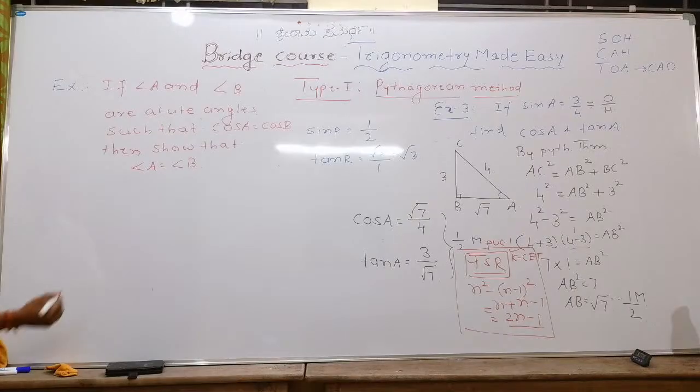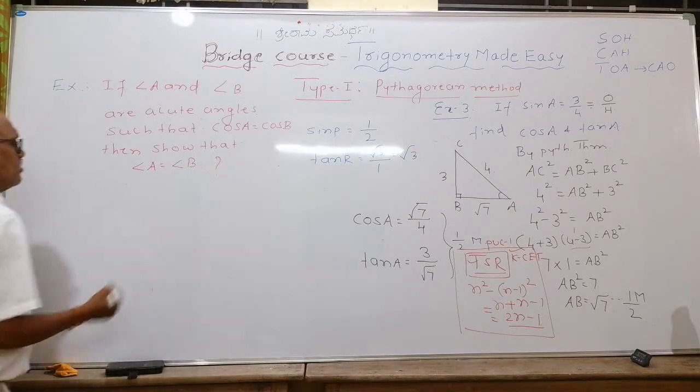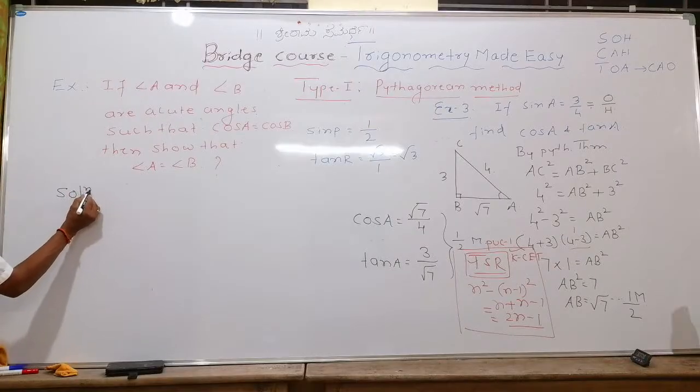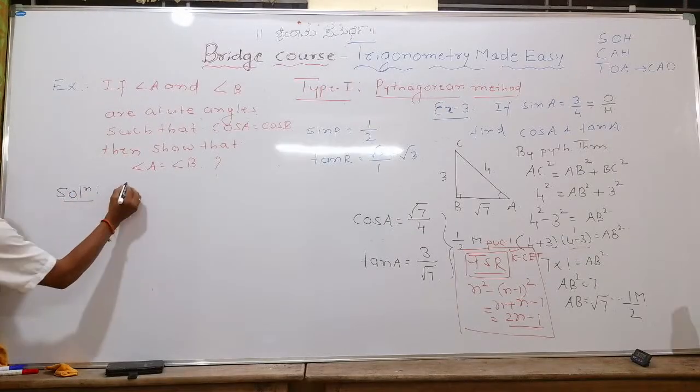Observe. This is the question that appears. First of all, whenever questions appear, the first step is, no diagram is given, you are only asked to prove this one. You draw the right angle triangle.